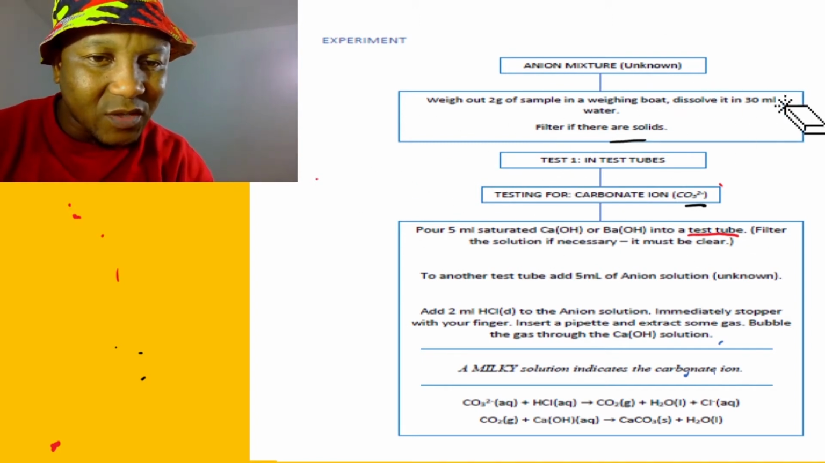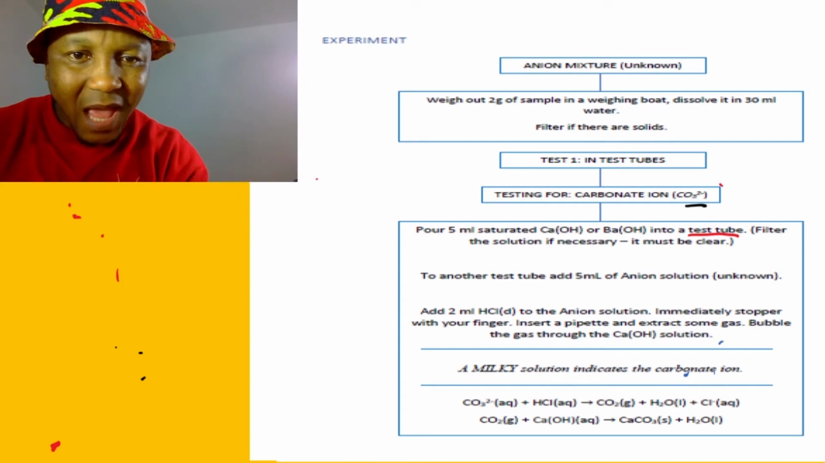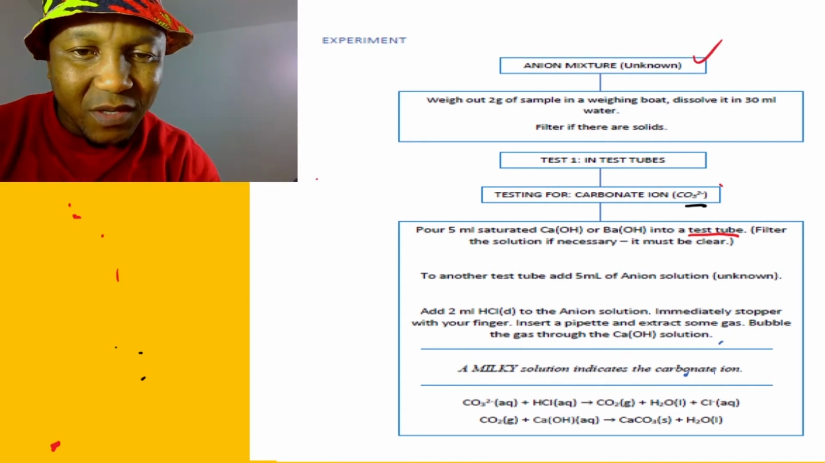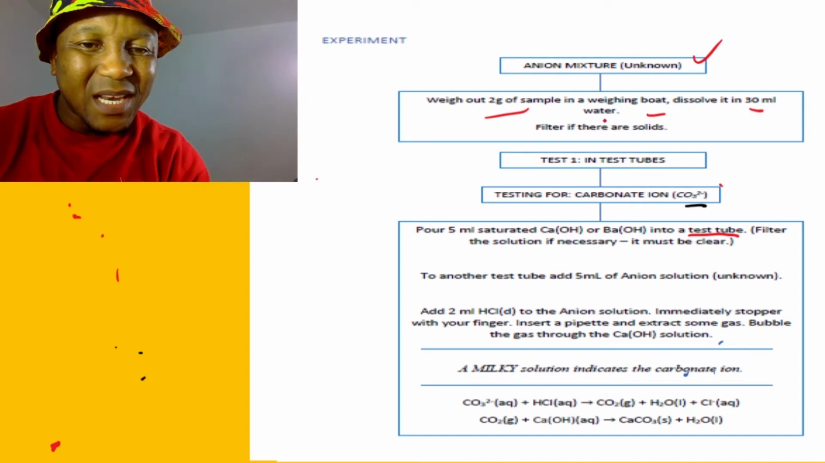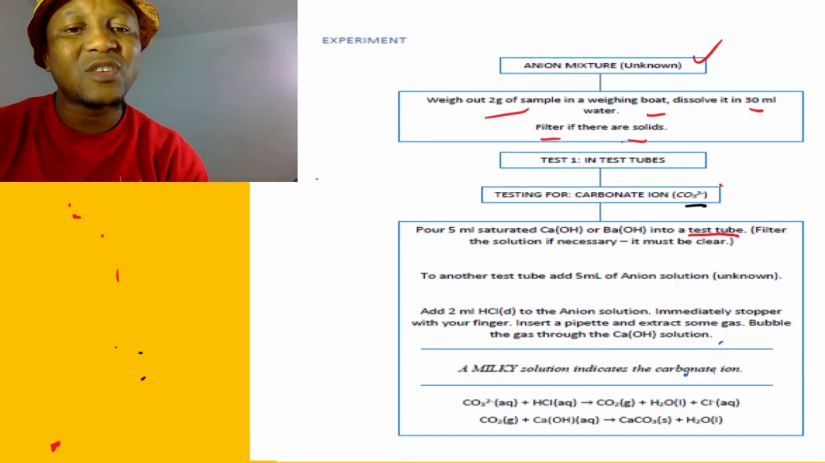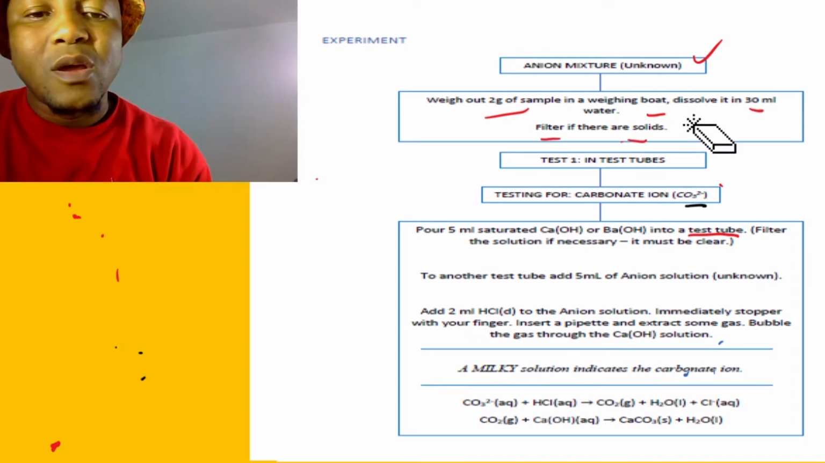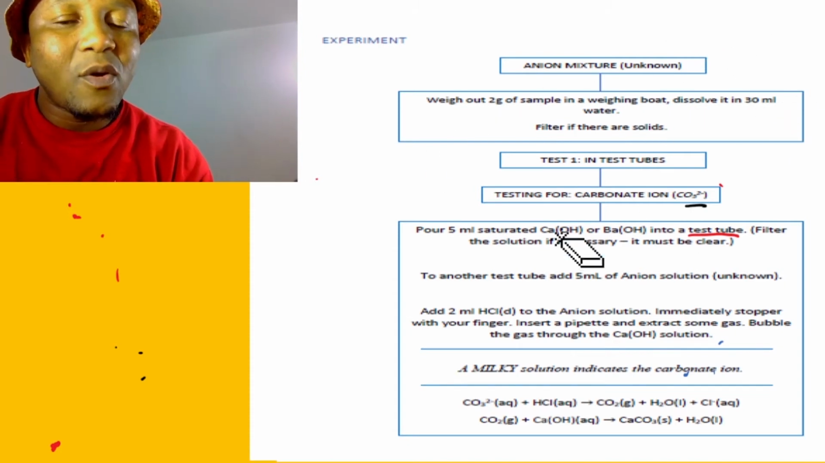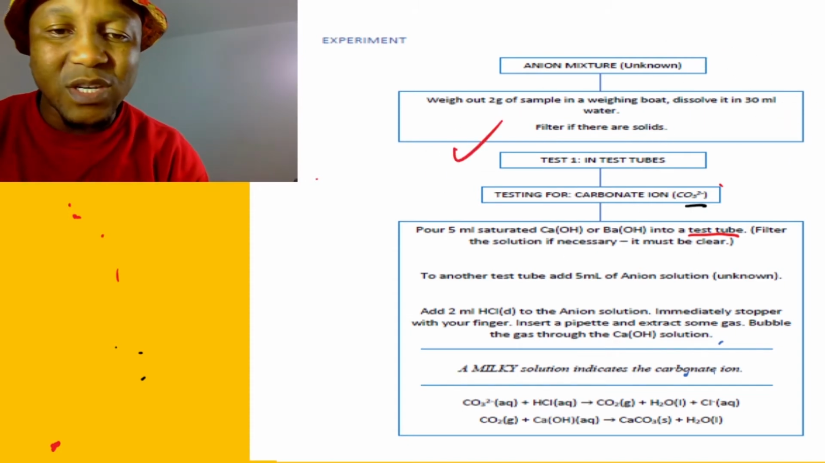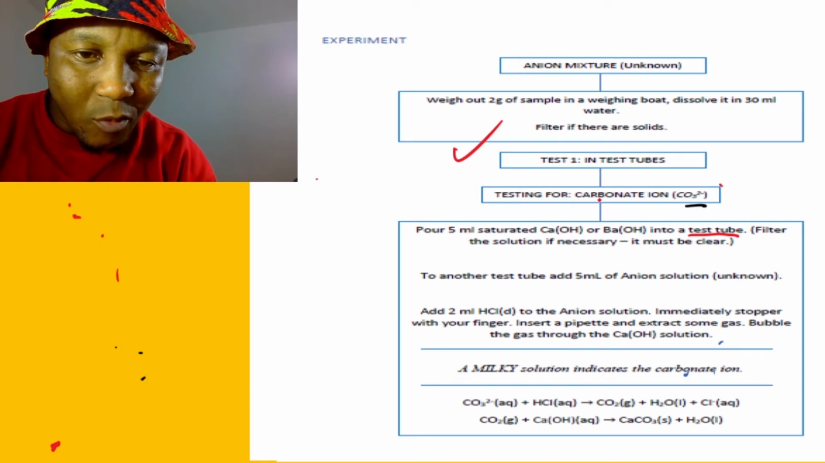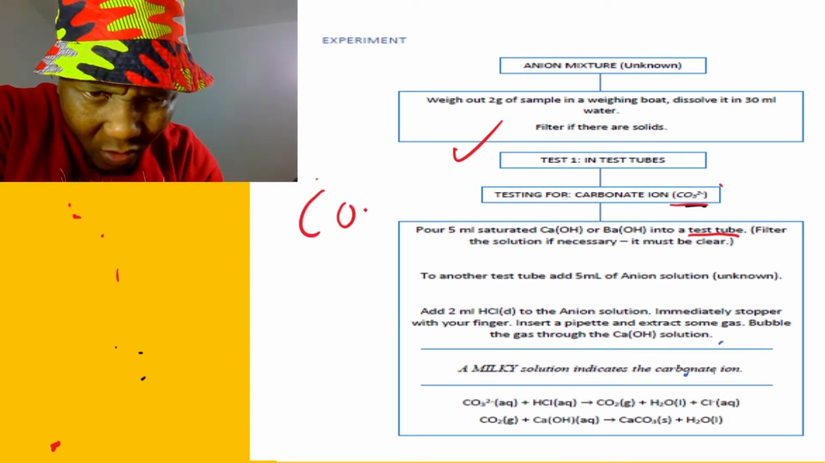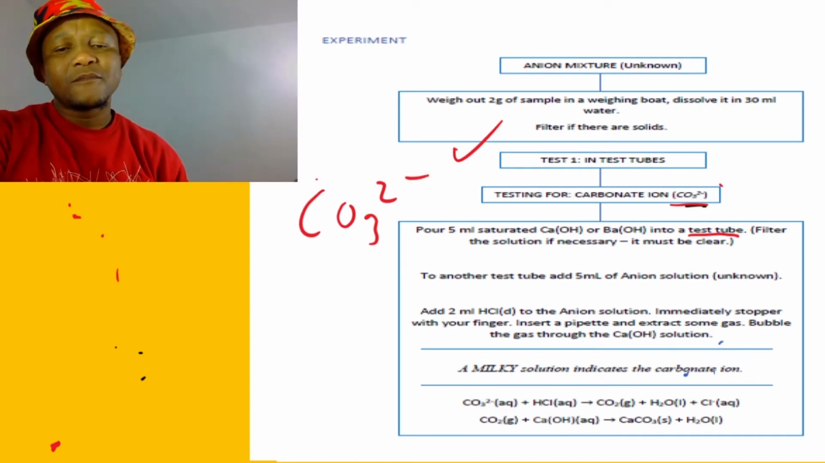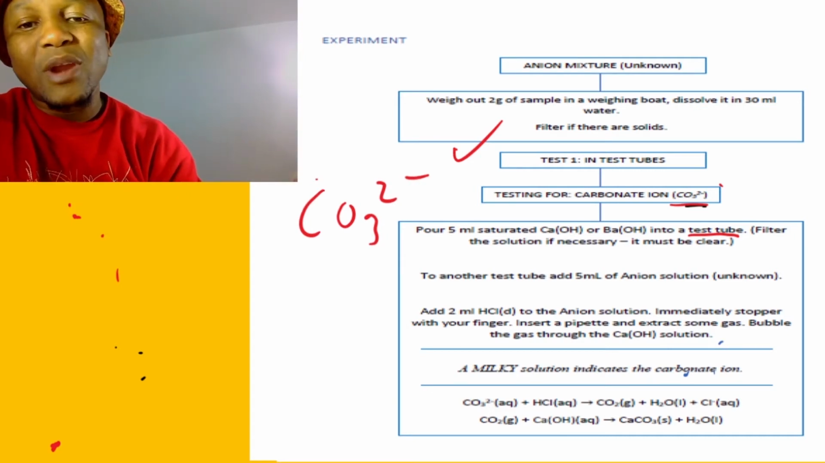Test 1. So the first thing they say, anion mixture known. They give an anion mixture known, and then 2 grams in a weighing pot, dissolve in 30 milliliters of water. Filter if there's any solid. Next step. Let's say test 1. We want to do test 1. We want to test what for? Carbonate, CO3 2-. You call it carbonate.